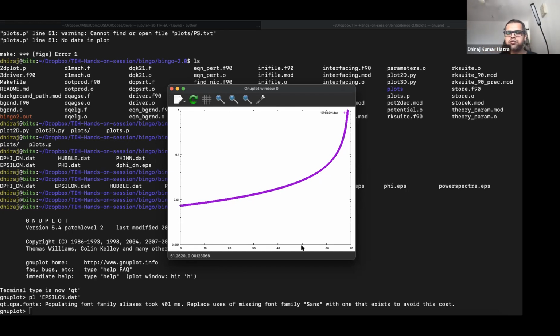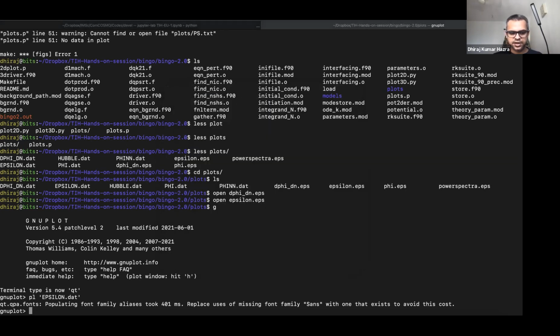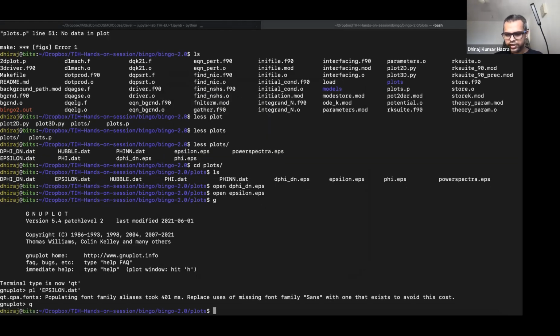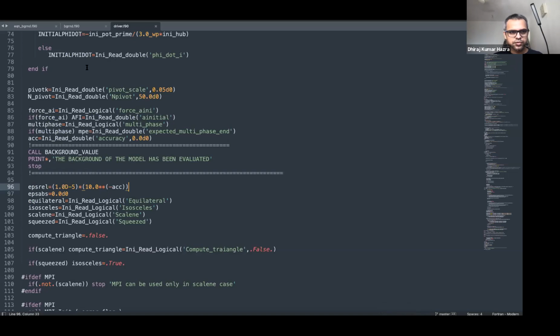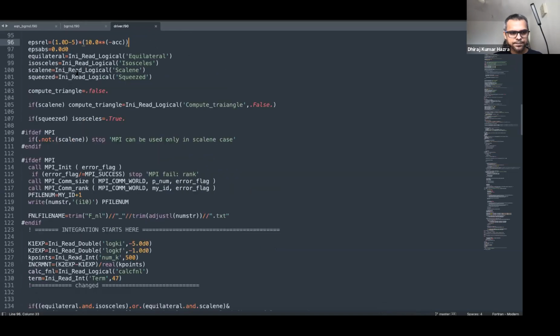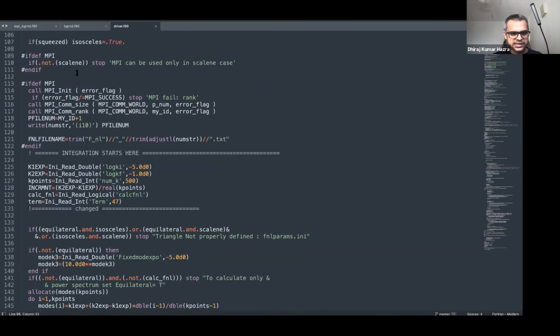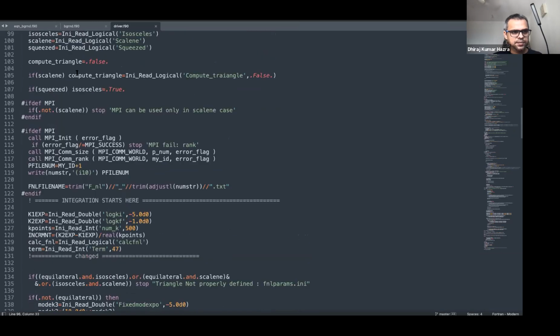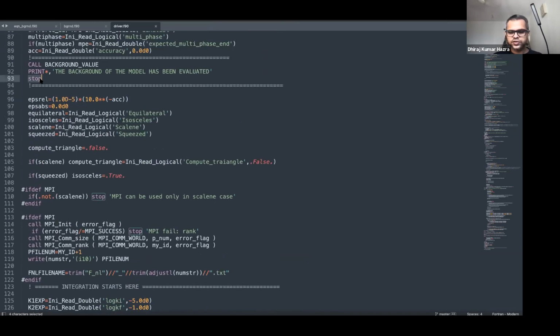All right. So now let's move to the scalar perturbations. Let me go to this part, where I had made a stop. Yeah, I just removed the stop command.